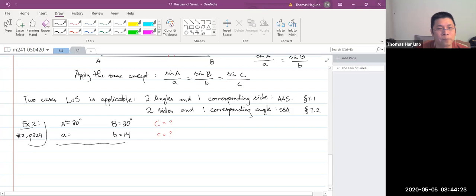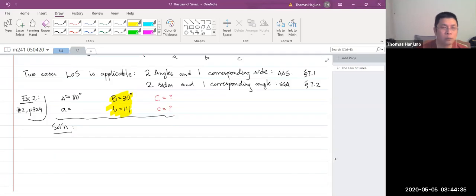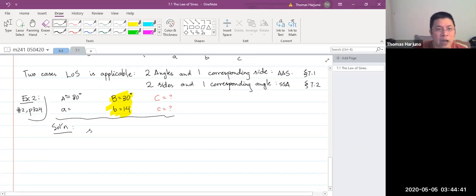Solution. Notice that we can use the law of sines because we have this pair. Once you have one pair, then you can use the law of sines. Now, it will be sine A over A equals sine B over B, to find my side A. Now, sine 80 degrees over A equals sine 30 degrees over 14.